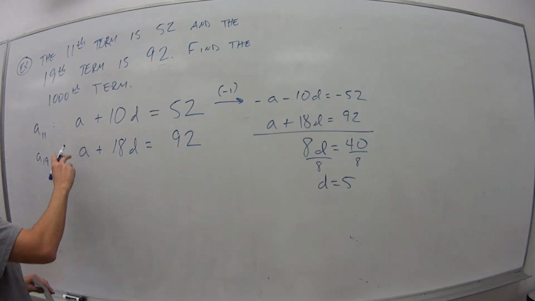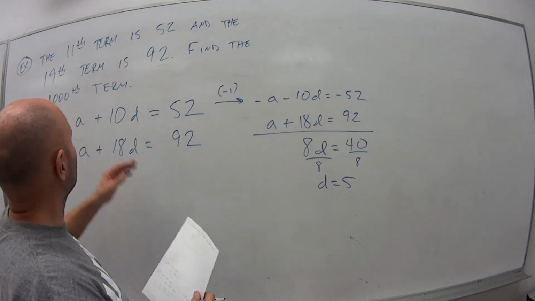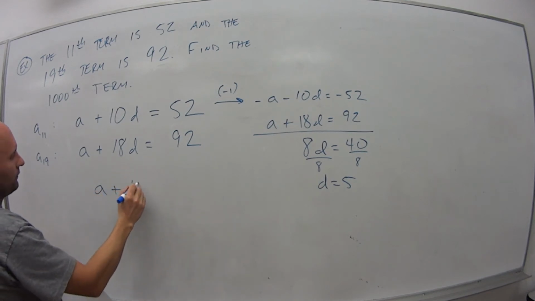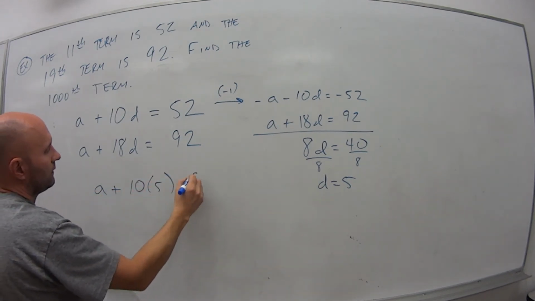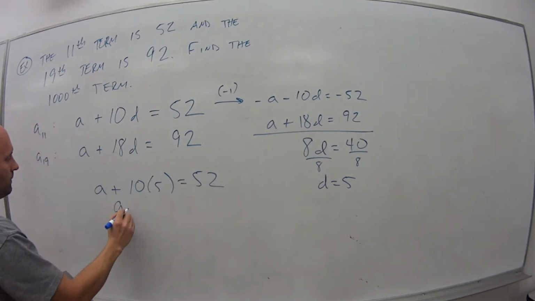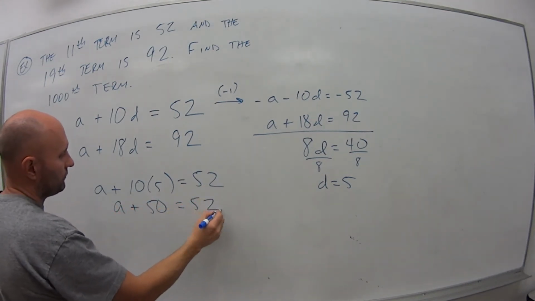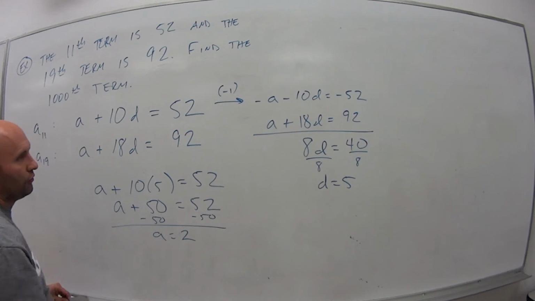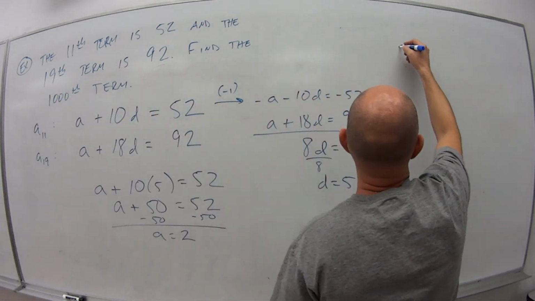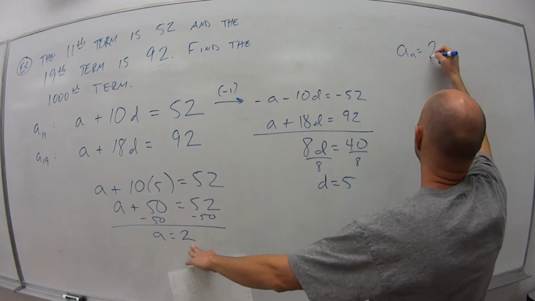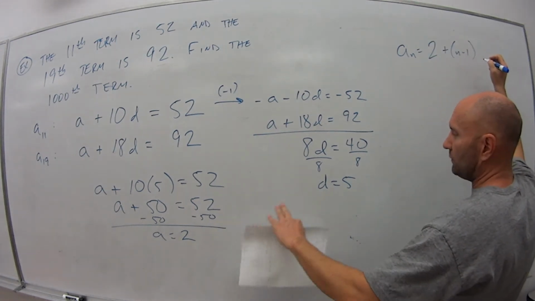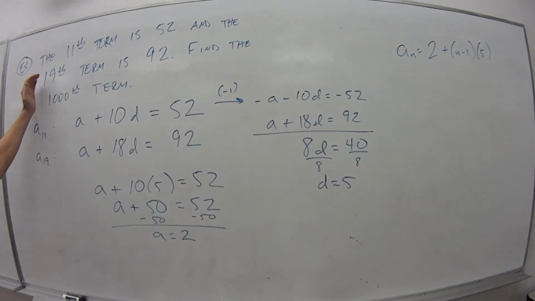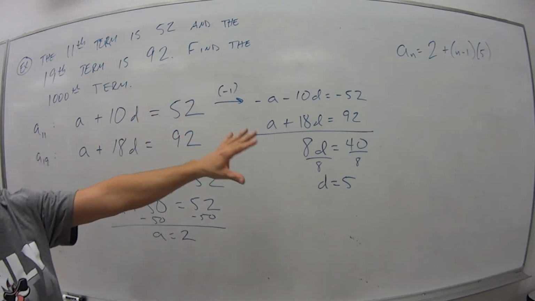Now I still need my value for a so that I can generate a of n so that I can figure out the thousandth term. So I'll just use the first equation. So I have a plus 10 times d, which is 5, is equal to 52. So a plus 50 is 52. So subtract 50 from both sides. I get a is equal to 2. So what that means is that a of n is a, which is 2, plus n minus 1 times d, which is 5.